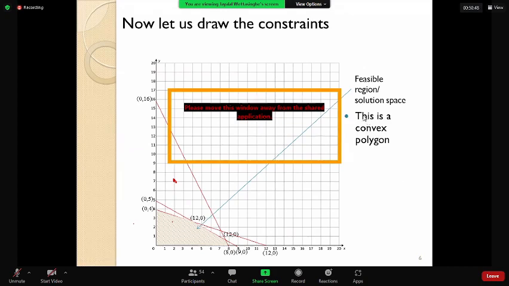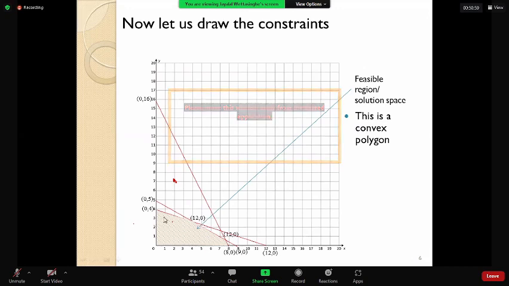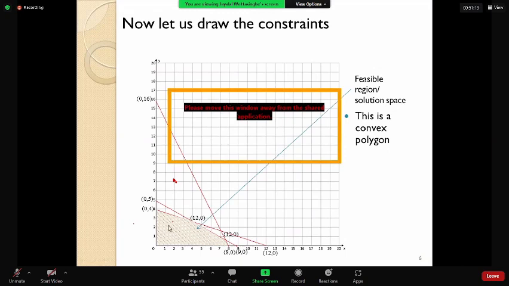Now, this is some additional information. This is a convex polygon, so I will explain like this. Just now I told you that our solution should be somewhere in this shaded area. So that means it can be any point inside this figure. Now my question: how many points are inside this figure? How many coordinates?